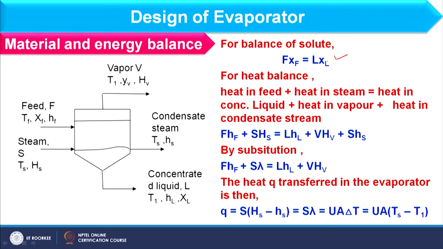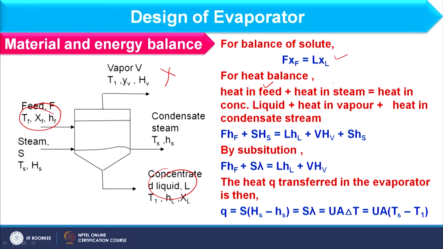Whatever component is available in the feed is now completely available in the product. So, component balance says that F xf should be equal to L xl. We are considering this stream as well as this one, and neglecting this other stream. Further, for heat balance, what terms can we consider?